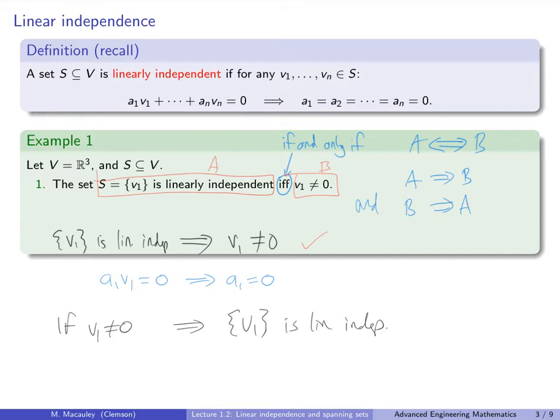Let's check the other direction. If v1 is non-zero, then a1 v1, the only way to get a 0 vector from a constant times a non-zero vector is if that constant is 0. So absolutely a1 has to be 0. So that statement checks out as well. Sometimes we say that v1 being non-zero is a necessary and sufficient condition for the set S to be linearly independent.